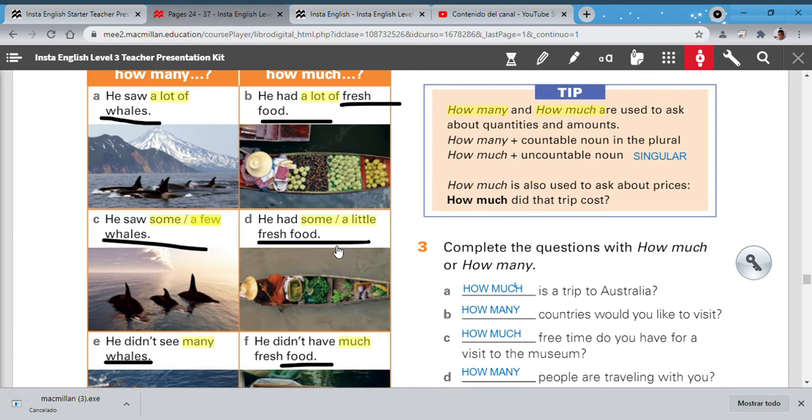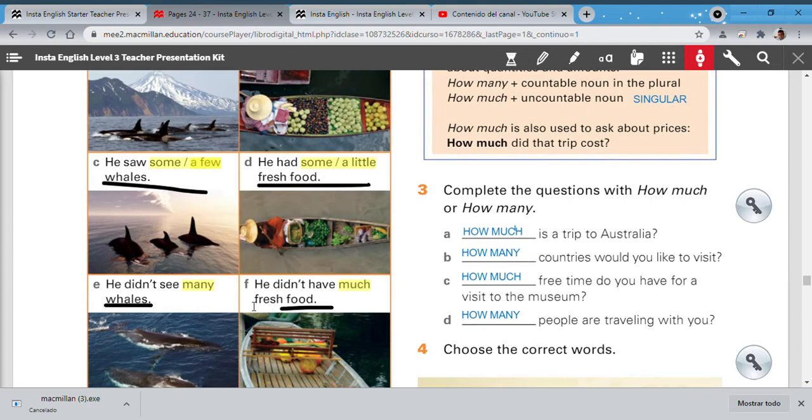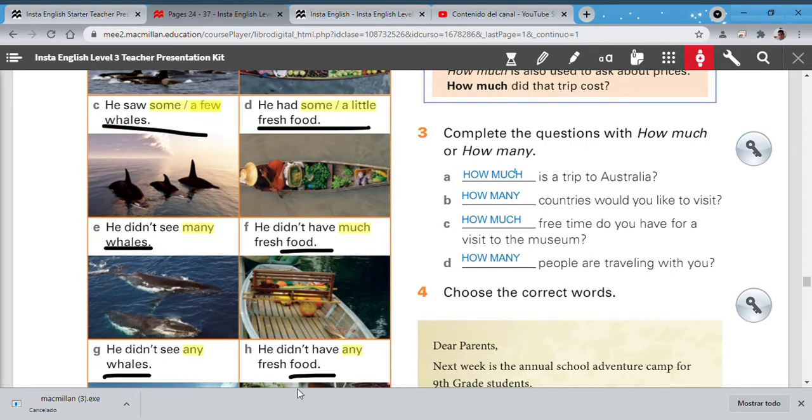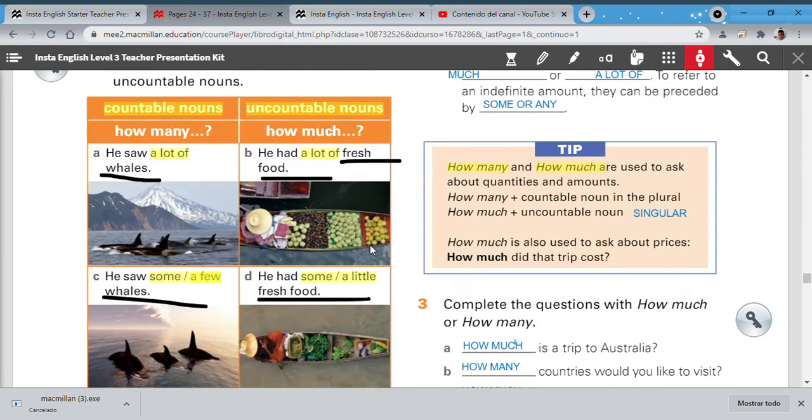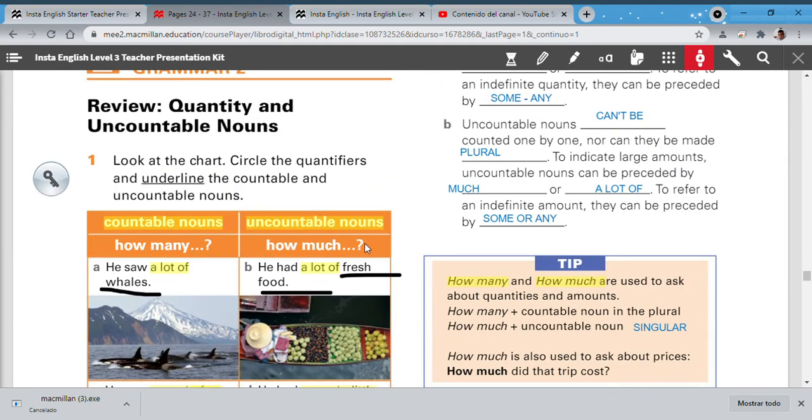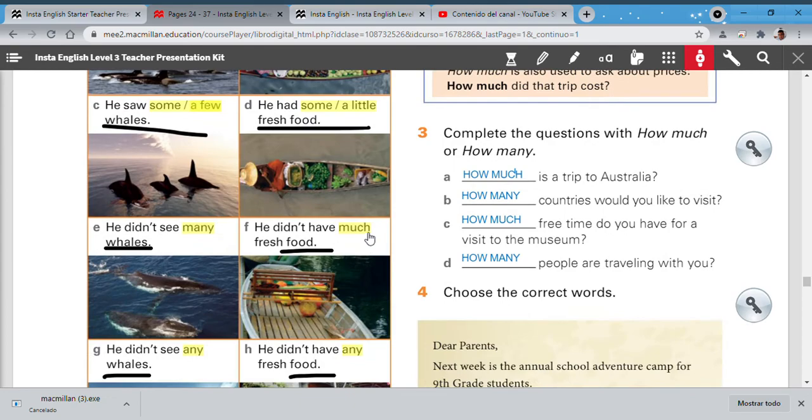Or he had some fresh food or a little fresh food. It means that you don't have too much. You have some or a little. Un poco. In the case of negative, you can say, he didn't have much fresh food. Not much. Or, he didn't have any fresh food. In my personal opinion, when I use negative, I usually use any. I don't use many or much. Well, it's my personal opinion, but the book shows us that it's possible.